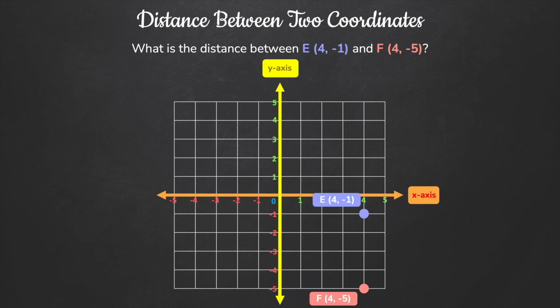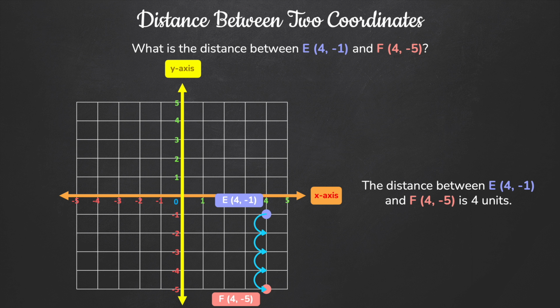So now we have E and F on our graph, and what we want to do is figure out the distance between these 2 points. So we're going to go ahead and count the spaces. 1, 2, 3, 4. So the distance between E and F is 4 units.